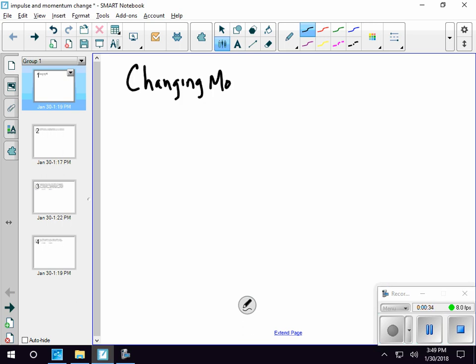If there's no extra forces, you're not pushing or pulling on something, there's no friction, something like that, the momentum will not change. It will conserve. If you hit one thing into another, it will collide and transfer. Whatever one object loses, the other object gains.